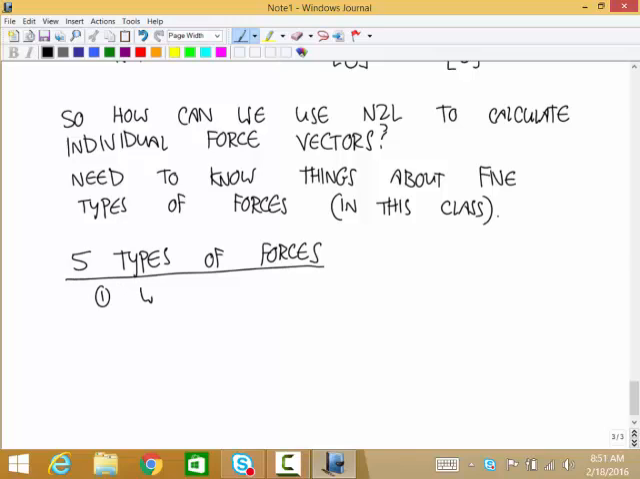The first one is weight. That's the force applied to the object by gravity.